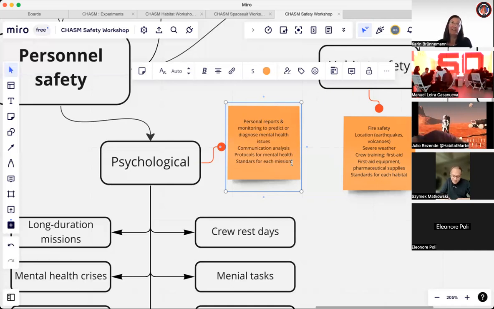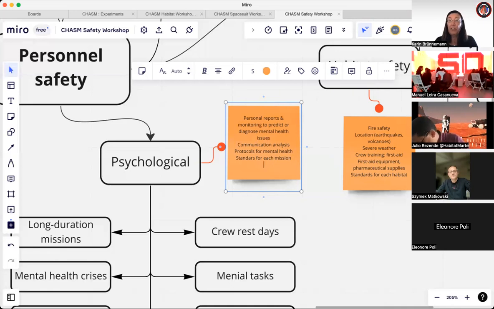So Manos just wrote in the chat, I think before someone becomes an analog astronaut, they should first pass some really difficult psychological tests in order for their mental health safety to be ensured. Psychological selection criteria, yeah.